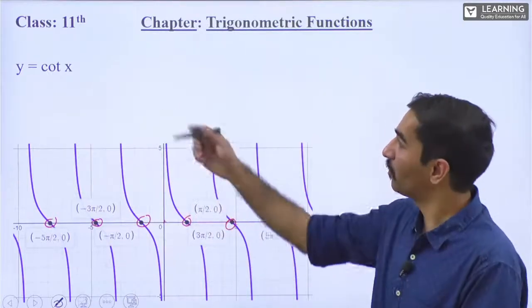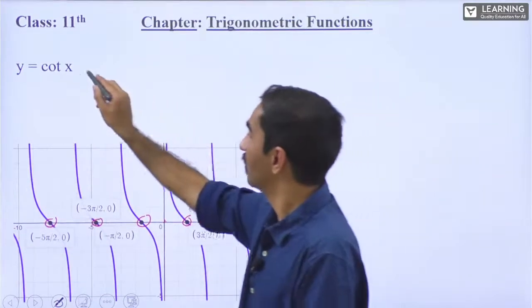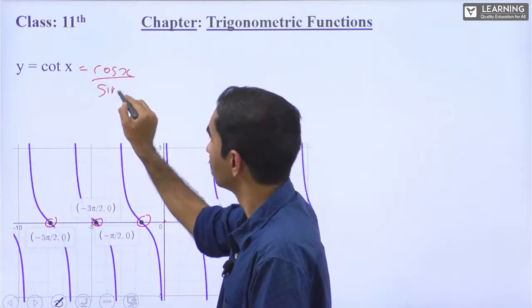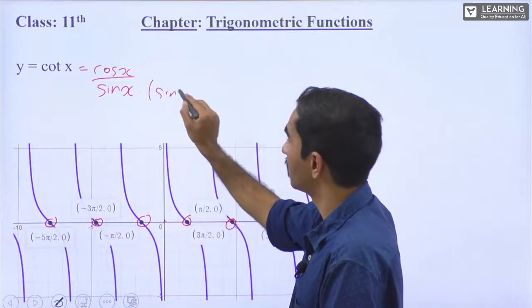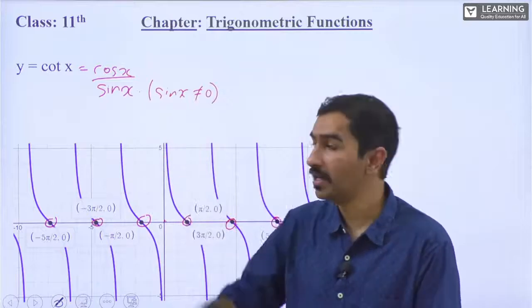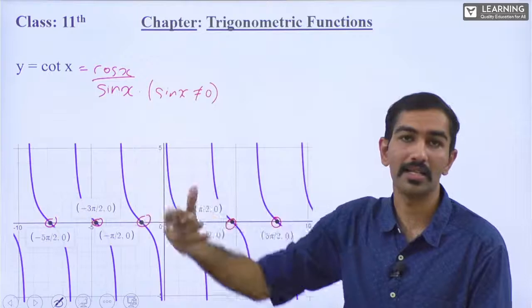Before we discuss the domain and range, what is cot x? Cot x is nothing but cos x by sin x. And what is the condition, students? Sin x should not be equal to 0. Why should sin x not be equal to 0? If you put cos x by 0, what will be the answer? The answer will be undefined.